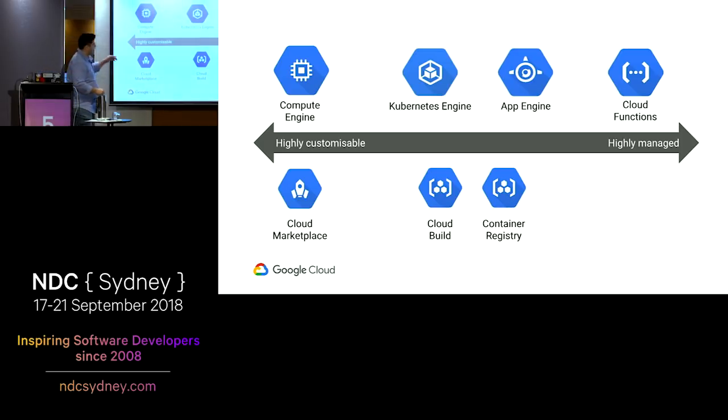So going back to our diagram here, we've got our highly customizable world here. We've got our container world here. When we look at something like building container images, we also offer a product called Cloud Build, which can integrate with your source control systems so that you can kick off a build and generate a container image. Once that build is complete, it can then publish that container image to a container registry, which by the way can be private to you.